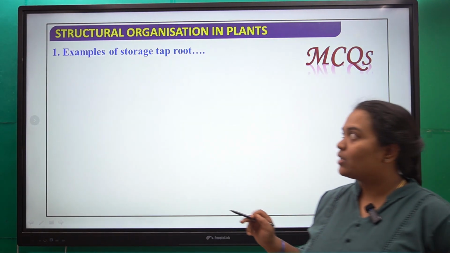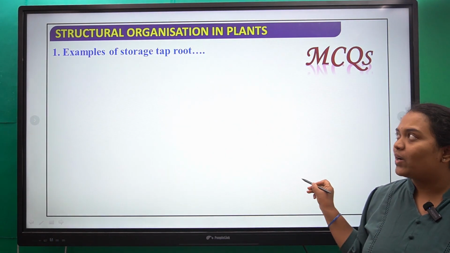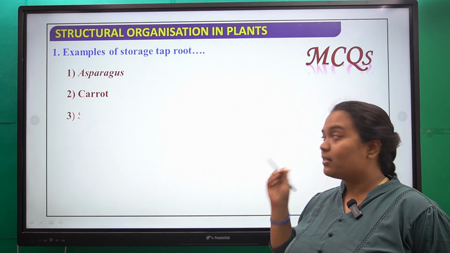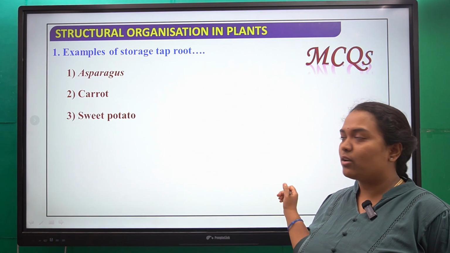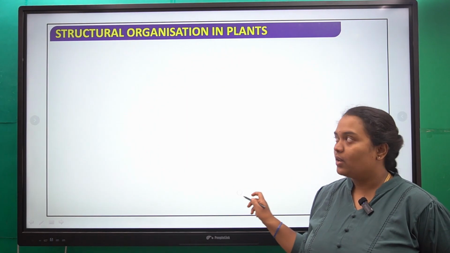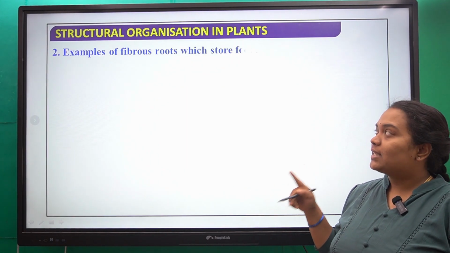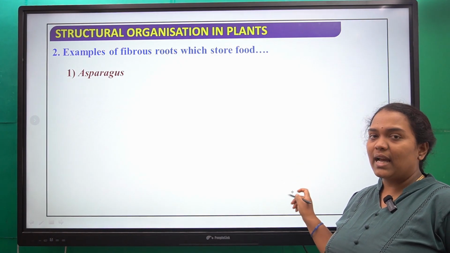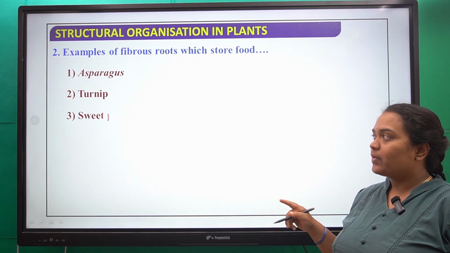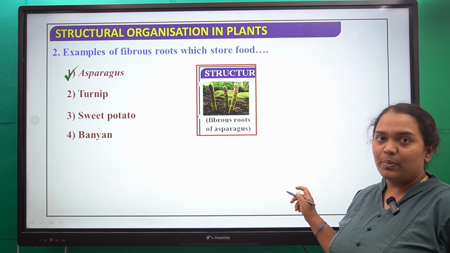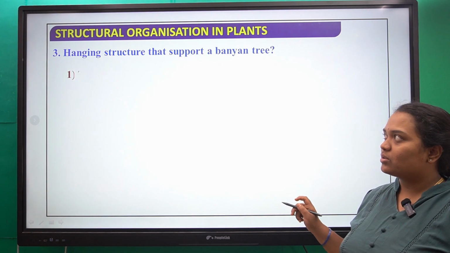Let's do some MCQs. Examples of the storage tap roots are: is it asparagus, carrot, sweet potato or banyan? Your answer would be carrot. That too, tap root system. Examples of the fibrous root which stores the food: is it asparagus, turnip, sweet potato or banyan? Your answer would be asparagus, which has adventitious roots.